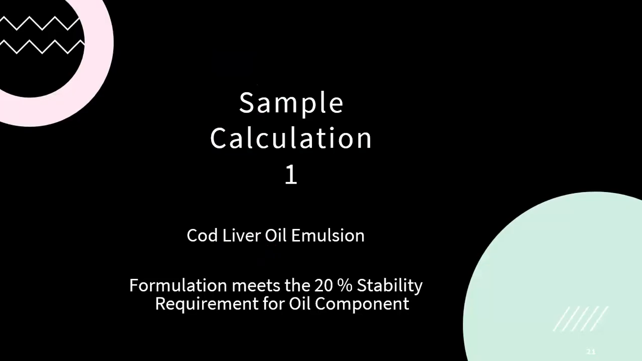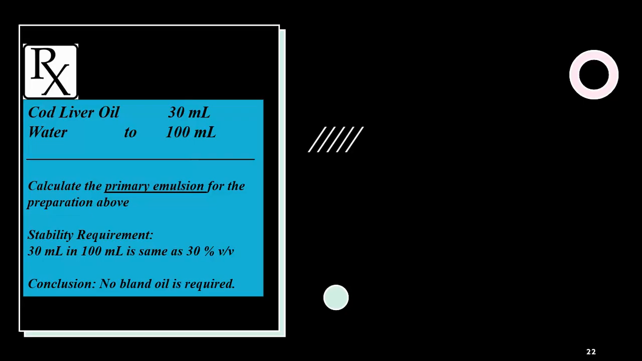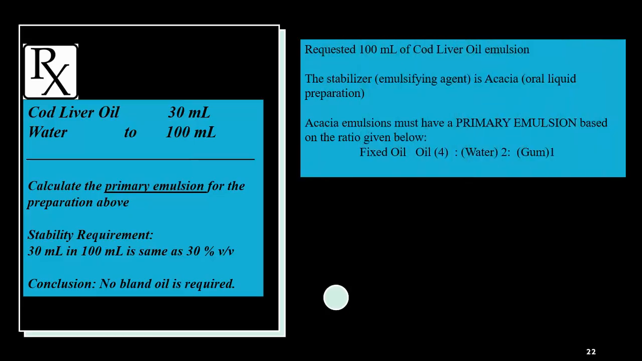Let's look at our first calculation. The first calculation, the stability requirement is maintained. No blend oil is necessary. Let's look. Cod liver oil, 30 milliliters, and water to 100 milliliter. Remember, percentage is out of 100. And so without calculating, this is a 30% volume in volume oil requirement. And so the stability is fine. No blend oil is necessary.